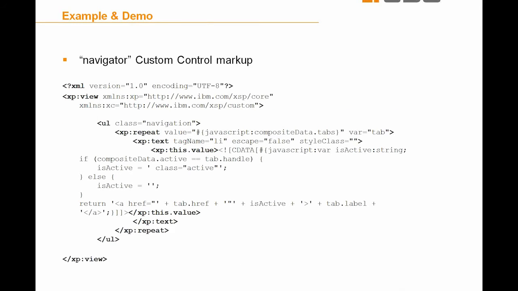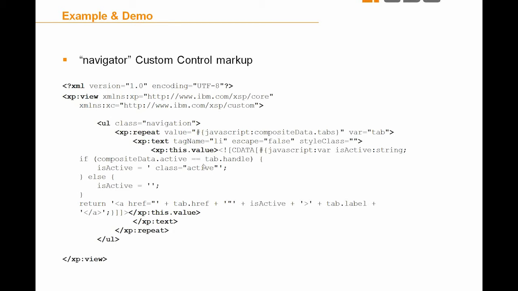So we'll go back. Now this is a very basic HTML unordered list. Inside that is a repeat control that's based off of the composite data tabs, and creates a variable tab. It has simple text. Now the tag name overwrites the text or span, and it creates a list item. The escape is set to false. Style class is blank, so I don't get any style class overrides. I was going for a quick and dirty example here. And I simply take the composite data tabs value per value and loop through and create a list item.